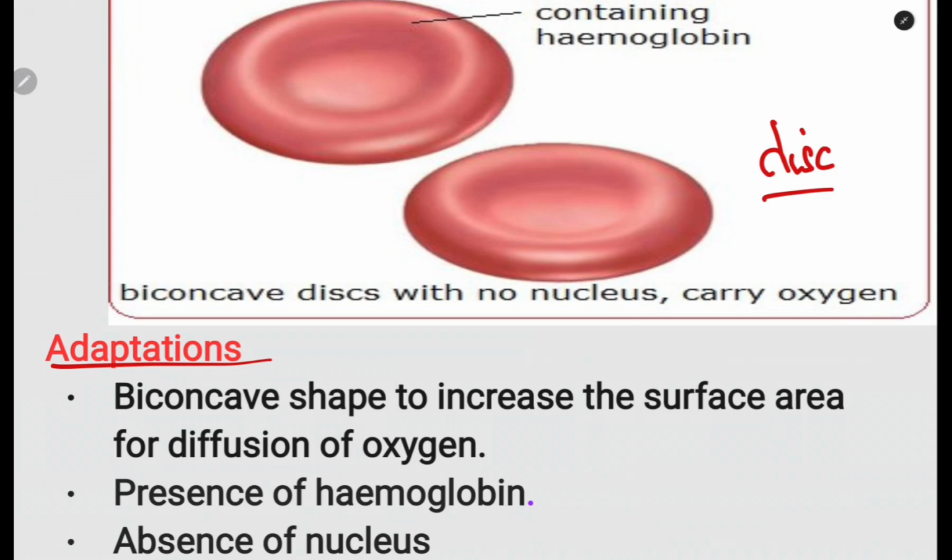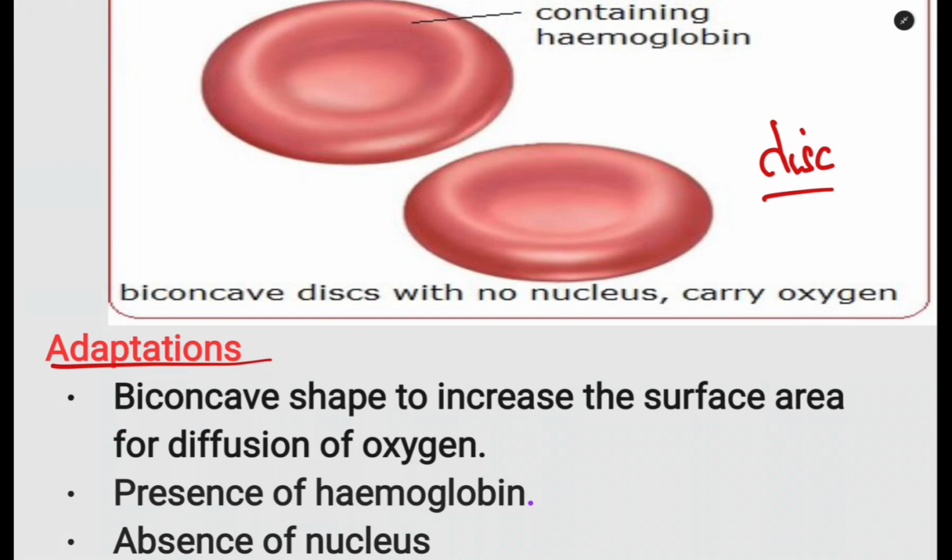Then presence of hemoglobin. Hemoglobin is a pigment that has high affinity for oxygen. Oxygen binds to hemoglobin to form oxyhemoglobin, and it is transported in that way. It binds temporarily, and at some point dissociates. We might not go into detail on that, but at the moment you need to know that one of the adaptations is that it has hemoglobin, which has high affinity for oxygen.